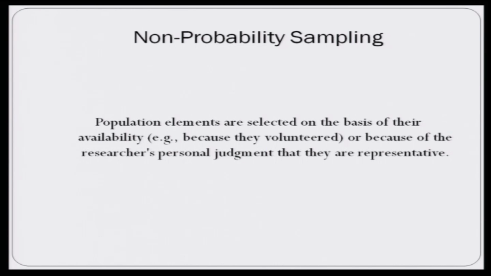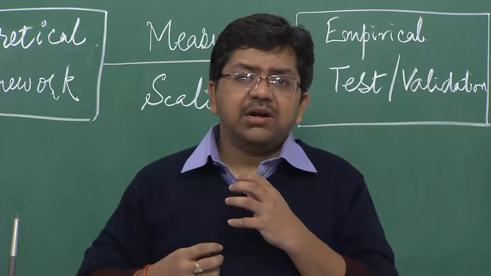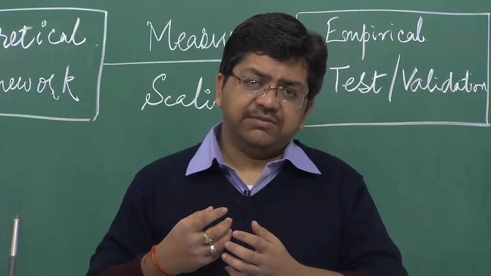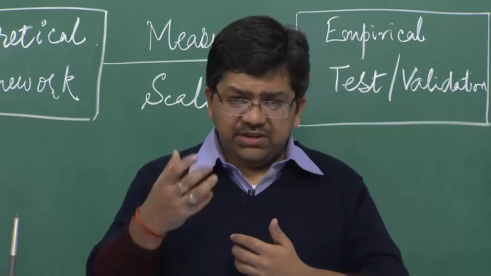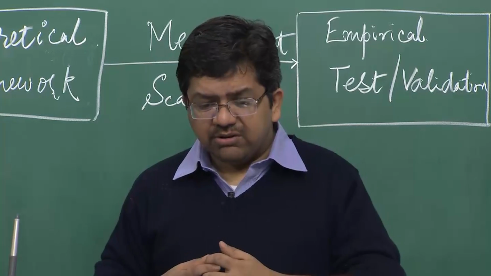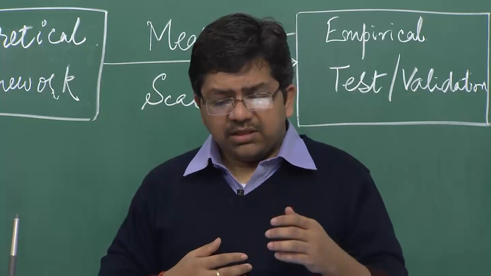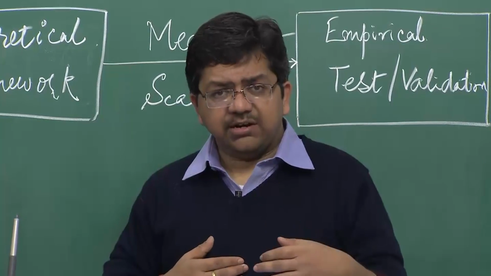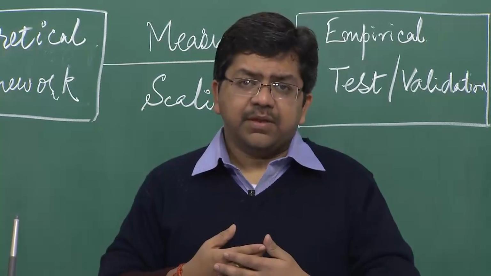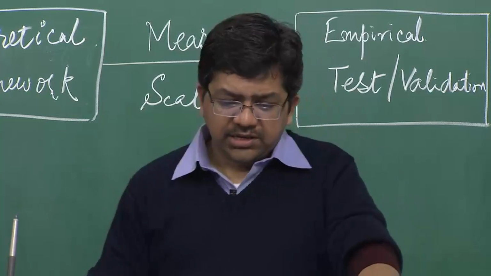In non probability sampling, population elements are selected on the basis of their availability, like the people who have volunteered for a particular study and have given consent for that study, or because of the researcher's personal judgment that they are representative. So, either the respondents make themselves available for consideration into the study, or they are selected by the investigator based on his own judgment, convenience, or the availability of the respondent. In this kind of sampling process, it is not possible to calculate the probability of a unit being drawn from the population into the sample. So, these are basically non probability sampling.